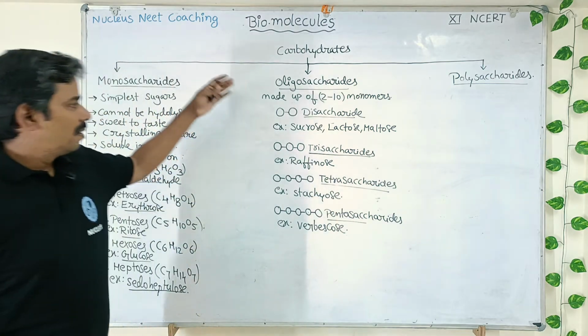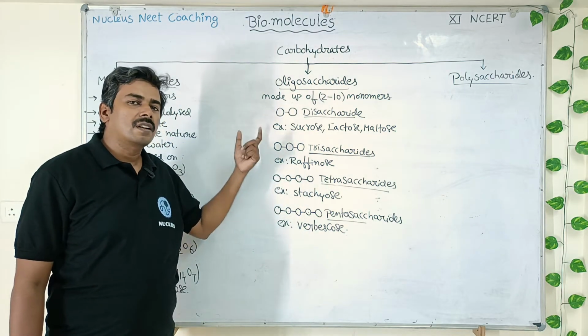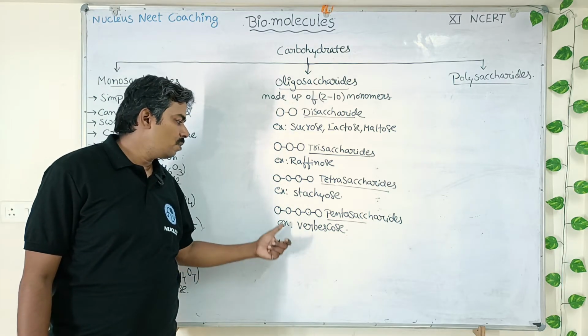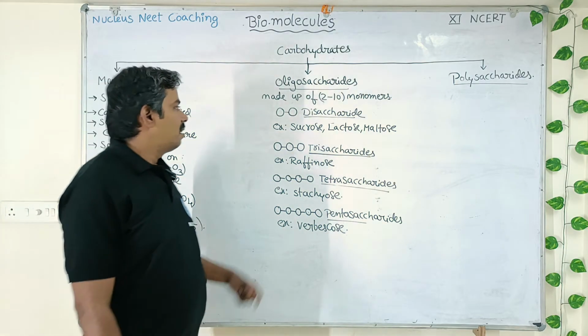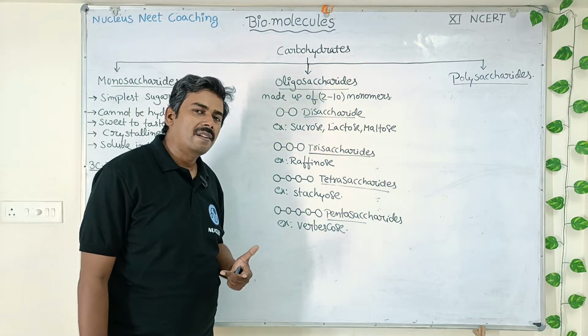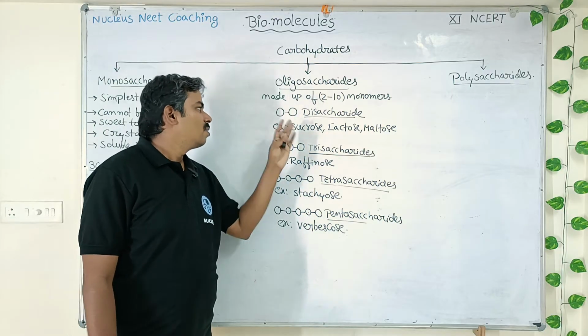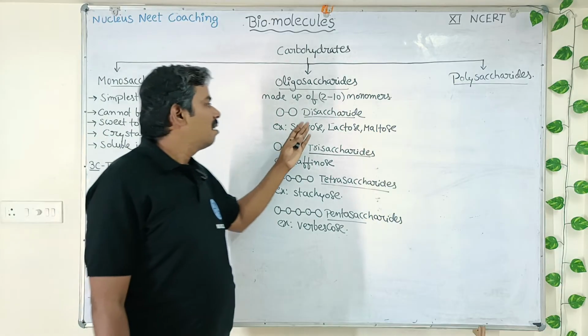So these are the different types of oligosaccharides. Can you tell which is the most complex oligosaccharide here? Exactly, that is verbascose, which has 5 monosaccharide units. The simplest oligosaccharide is the disaccharide, which has just two monomers. Sucrose, lactose, maltose, all these are disaccharides. They are all sweet to taste.